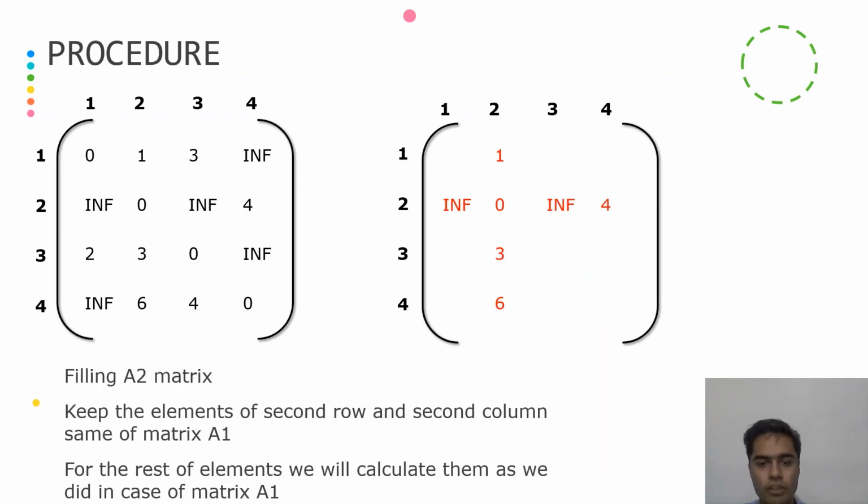Now we will consider vertex 2 as our intermediate and we will generate the matrix A2. We are going to keep the elements of the second row and the second column of the matrix A1 the same, and we are going to put them in the matrix A2 as they are, and for the rest of the elements we are going to calculate them.